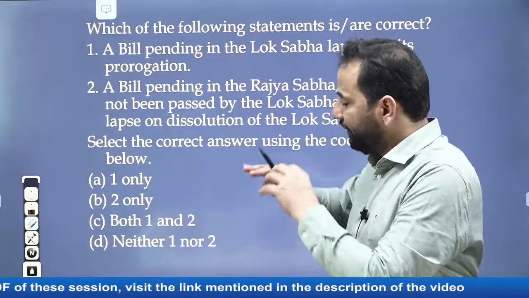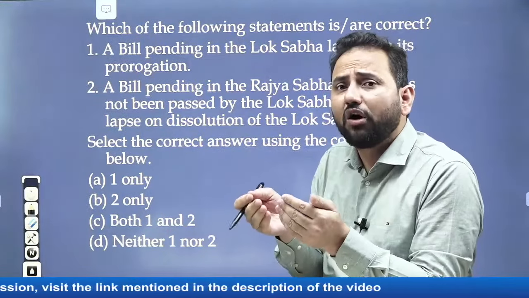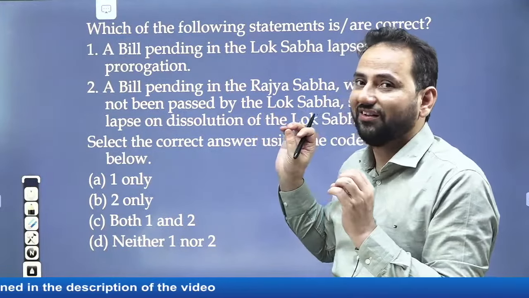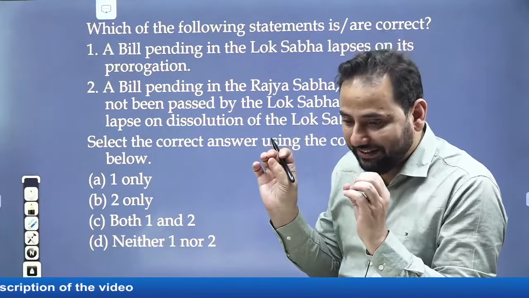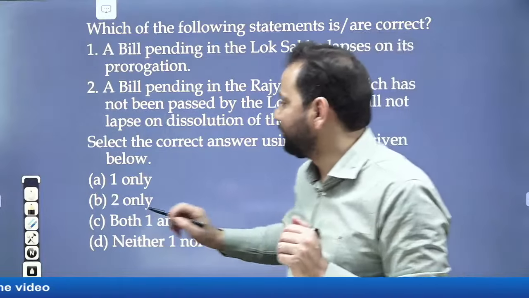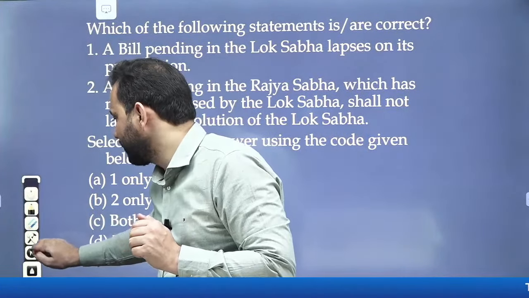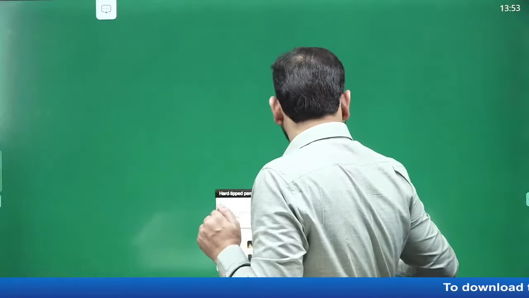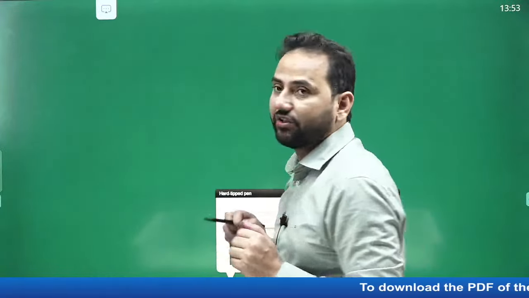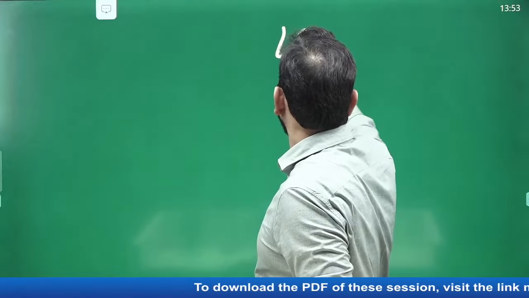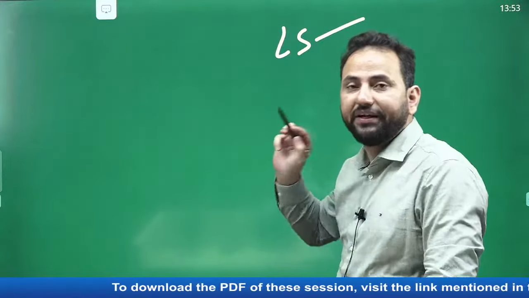So when this dissolution happens, what will happen to the bills pending in the Lok Sabha or Rajya Sabha? That is the question. Again, here also you will see this differentiation of power of Lok Sabha and Rajya Sabha. Now, when this dissolution happens, there can be basic conditions associated with this. Let me give you certain basic examples. What can be the condition? The first condition can be that a bill is pending in Lok Sabha.